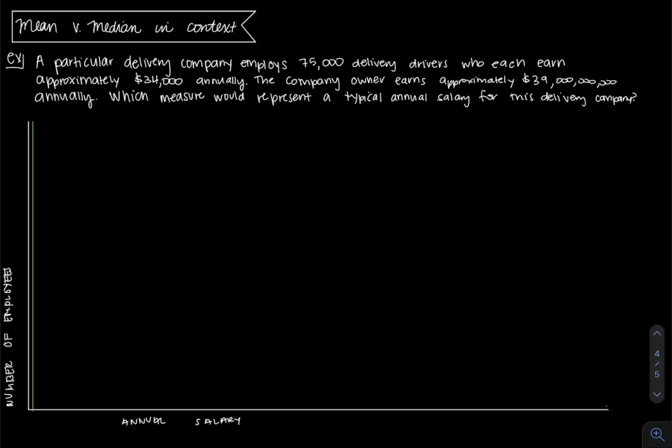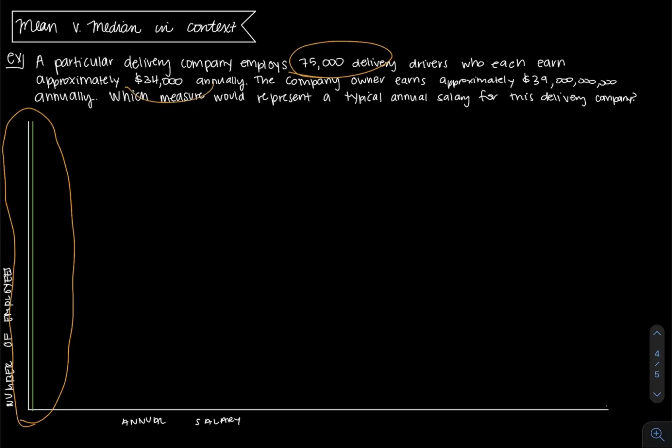this delivery company. As you can see on the screen, I have drawn an infograph that somewhat depicts this particular company's employment situation. I didn't add values because this is not drawn to scale at all. But on the leftmost side of the screen, I'm circling a long, tall green bar, which represents the 75,000 delivery drivers who earn $34,000 annually. And on the far right, there's a small green dot, which represents the one employee who makes $39 billion annually.